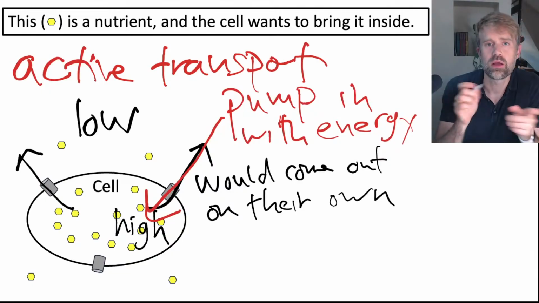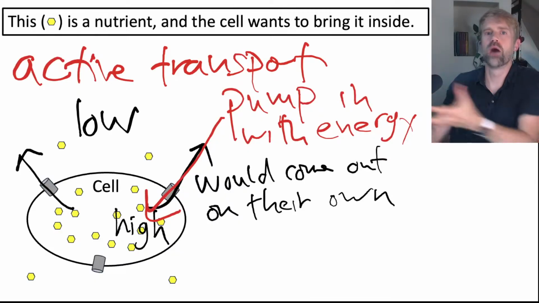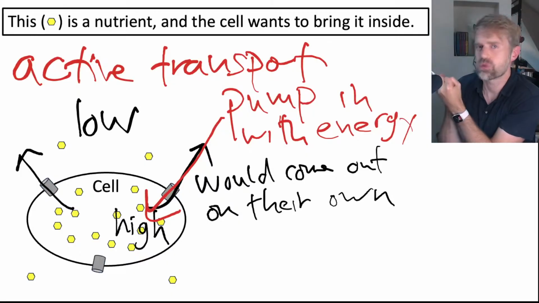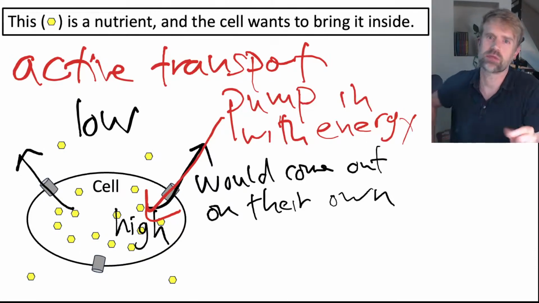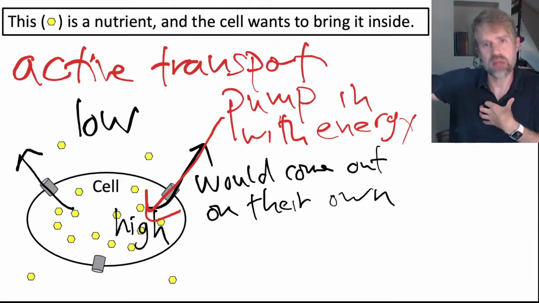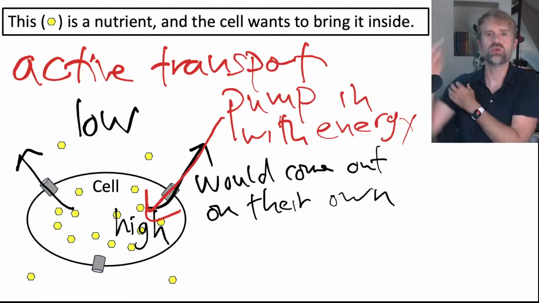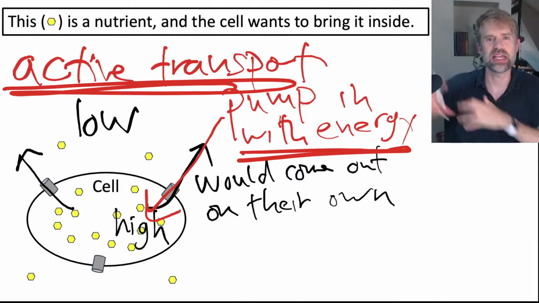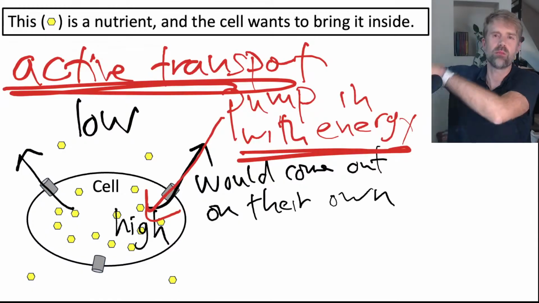Passive transport, they would diffuse out on their own from high to low. Active transport pumps them in from low to high. They don't want to go in that direction. They want to spread out. They want to go from high to low. But the cell says, I'm sorry, you can't do that. I'm going to pull you in. And in order to do the opposite of what they want to do, the cell has to use energy. It has to do active transport to pull them in against what they want to do. They want to go from high to low. The cell must use energy to get them to do the opposite.